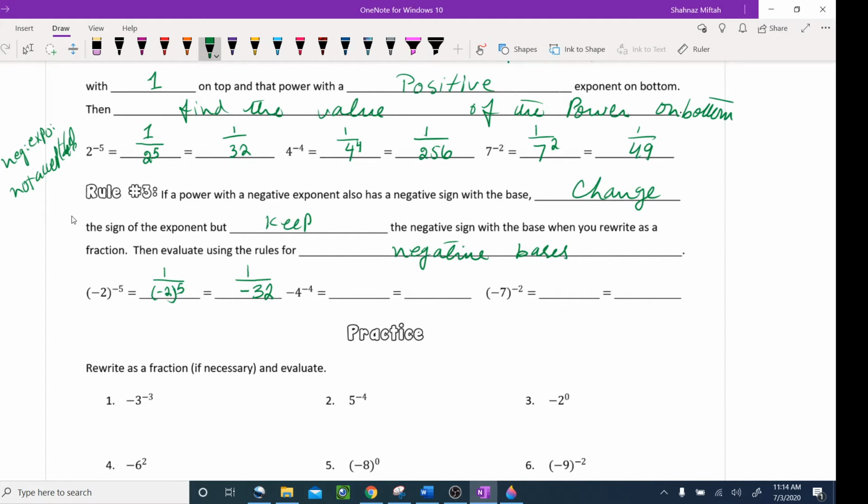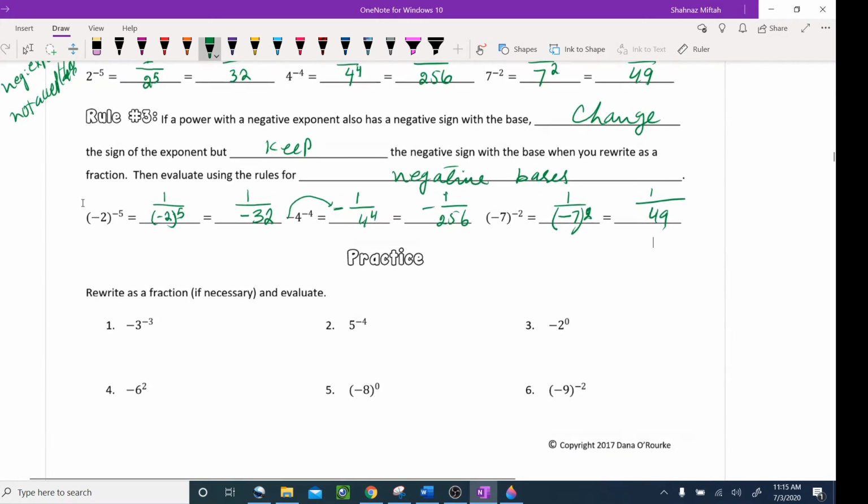This one, if you check, the negative doesn't have the negative 4 with it, so I can keep that negative in the front. But 4 to the power 4 will give me negative 1 over 256. Same thing goes here: negative 7 within the parentheses and the 2 turns positive. 2 is an even number, so the answer is going to be positive 49.